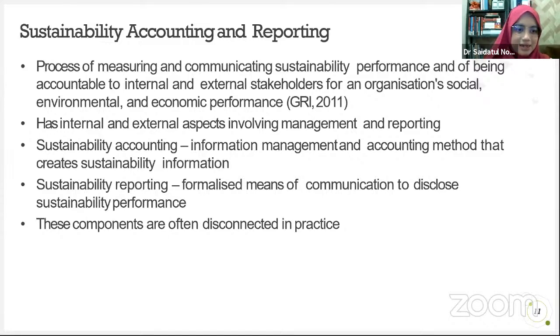That is it. But these components are often disconnected in practice. Why? Because, of course, there are measurement issues. How do you measure impacts? Air pollution, water pollution, how much water you are using. Not all companies have the apparatus, the tools, to actually measure all these externalities: all the water that is being used, the air that is being polluted and all that. So without the right tools to measure, you cannot account for it really well. And if you cannot account for it, you cannot report it.